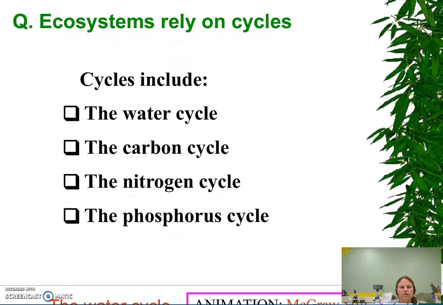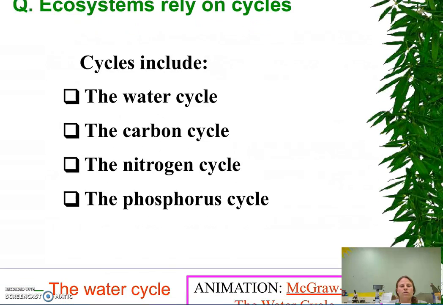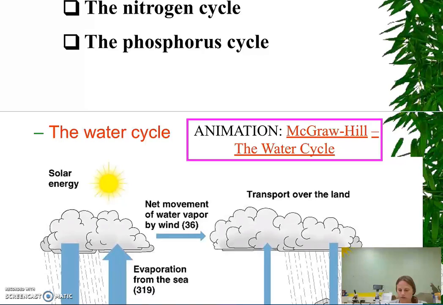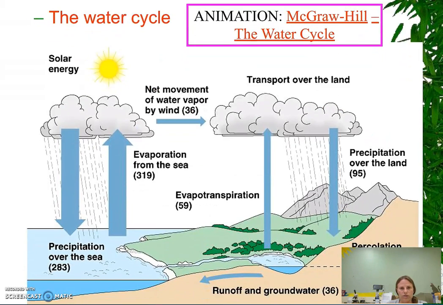Hi guys, Miss Francis here to talk about cycles that are found in ecosystems. They include the water cycle, the carbon cycle, the nitrogen cycle, and the phosphorus cycle. So let's first discuss the water cycle.